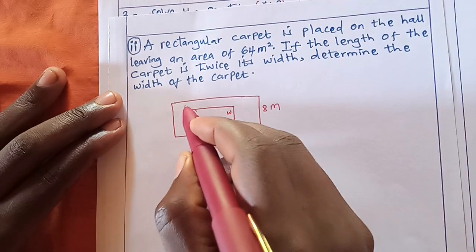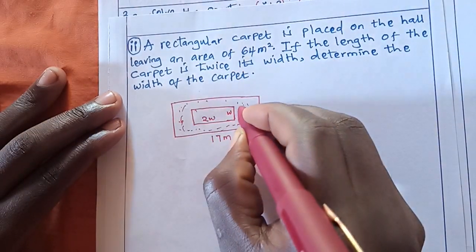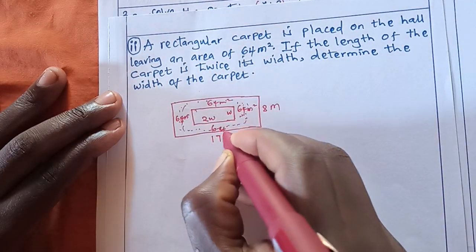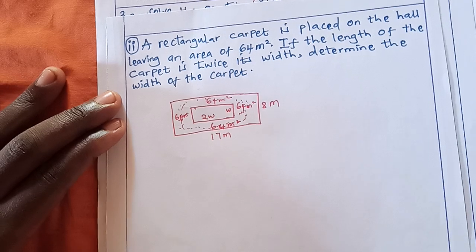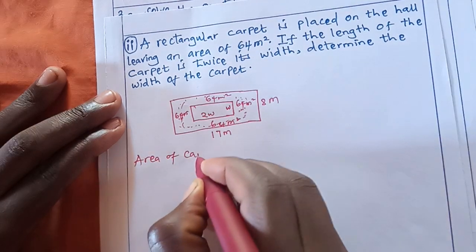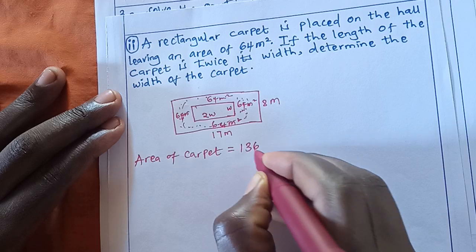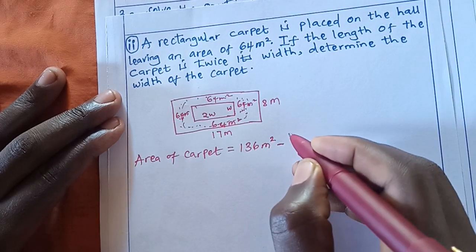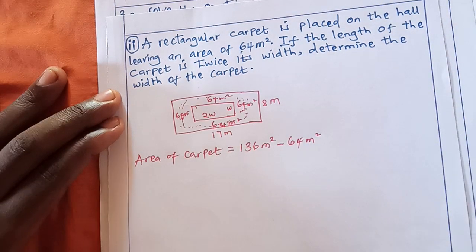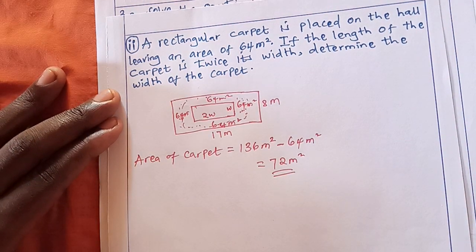After this carpet was placed, it left an area of 64 square meters. So this is the 64 we are talking about. Now we need to get the area of the carpet. The area of the carpet is going to be the original area of the floor, that is 136 square meters, minus the area that was left after the carpet was placed, 64 square meters. So the area of the carpet is 72 square meters.